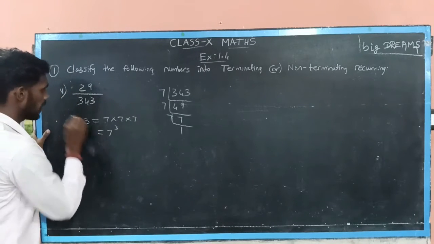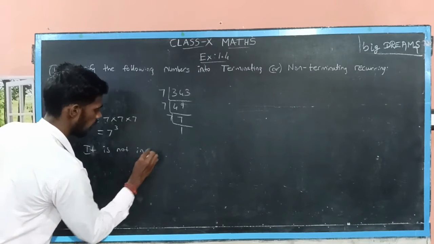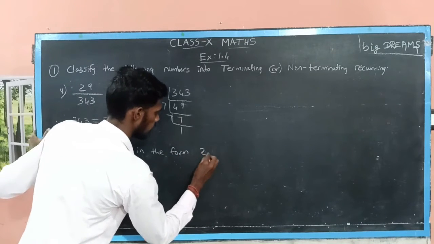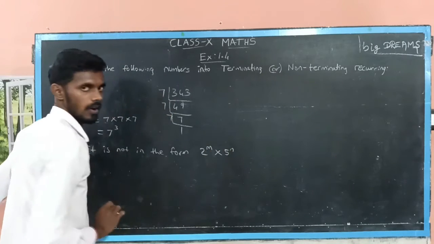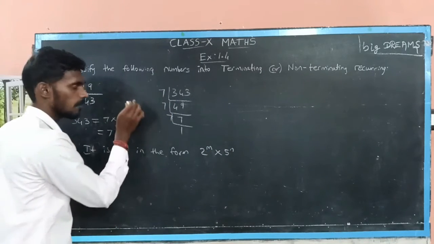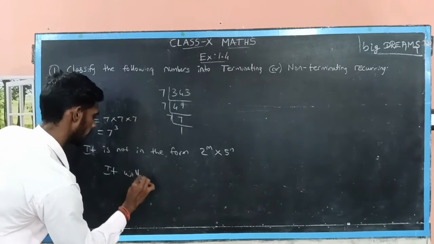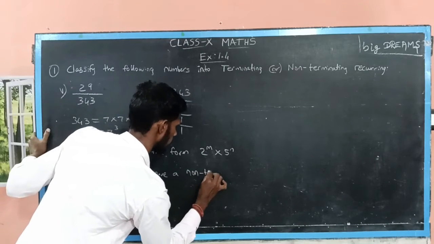Here the denominator is not in the form 2 power m into 5 power n, where m and n are non-negative integers. So according to theorem 1.7, I can conclude that it will have a non-terminating recurring decimal.